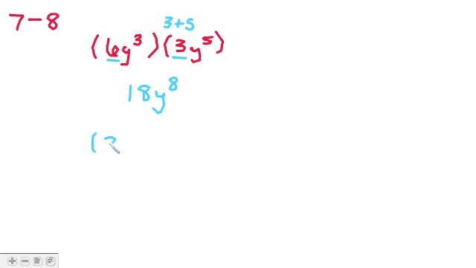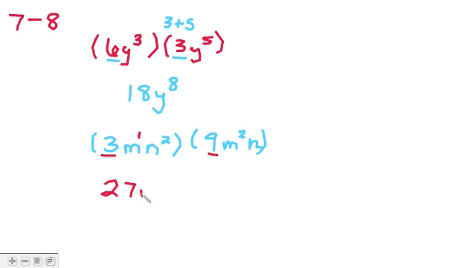Let's look at this one. 3mn squared times 9m squared n. Okay, let's do our large numbers first. So 3 times 9 is going to give me 27. Now let's go variable by variable. This is 1 because it doesn't have an exponent. So what's 1 plus 2? Well, that's going to be m to the third. What's 2 plus 1? That's going to be n to the third. And that's your final answer.